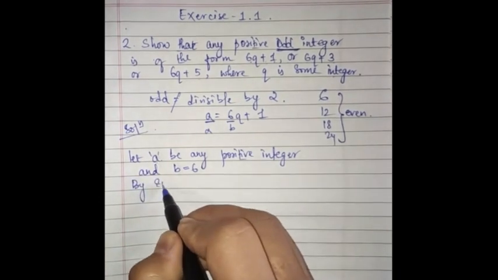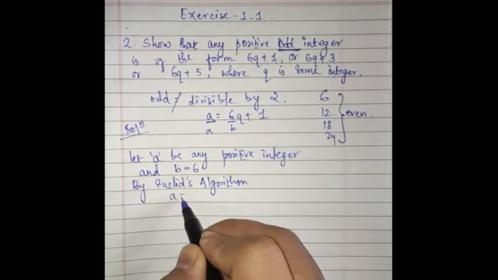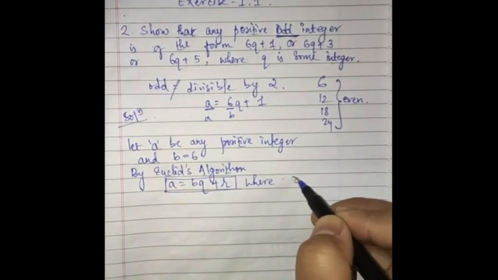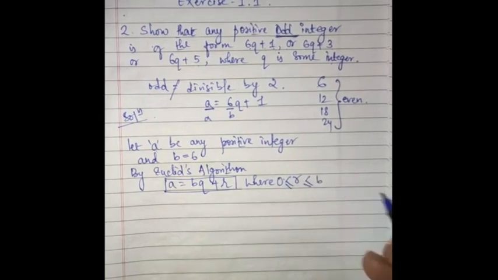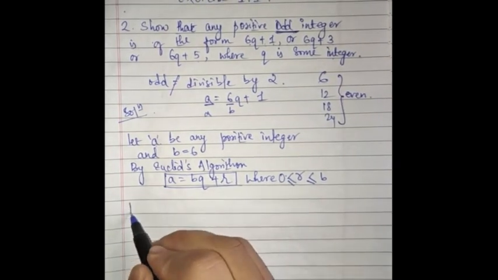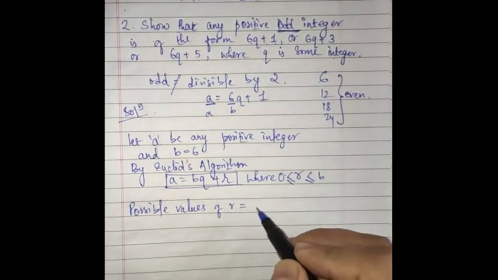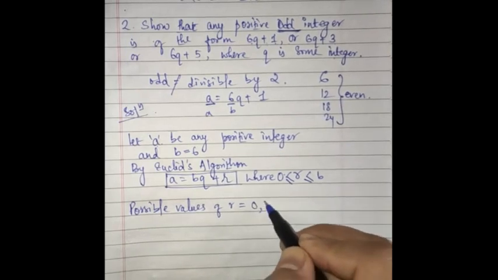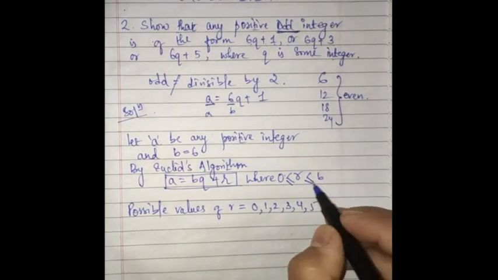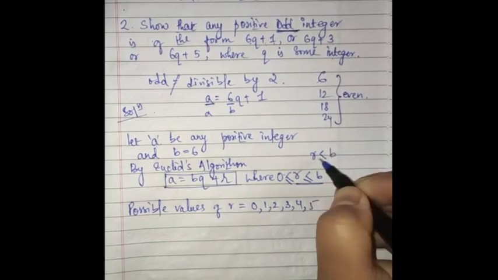Now using Euclid's division algorithm, we know that A equals BQ plus R, isn't it? A equals BQ plus R, where R should be greater than or equal to 0 but less than B, isn't it? So what are the possible values for R? We can calculate this. Possible values of R will be 0, 1, 2, 3, 4, 5. Now why is it until 5? Because according to this statement, R should be less than B.